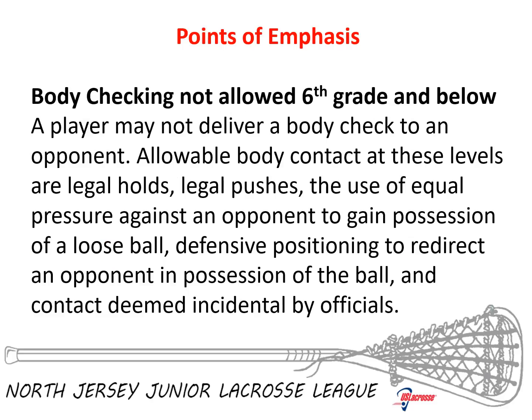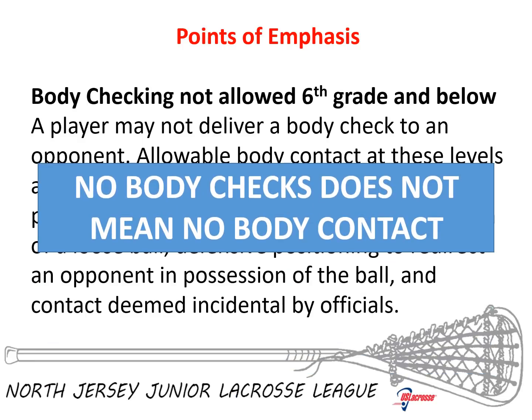Body checking is not allowed 6th grade and below. A player may not deliver a body check to an opponent. Allowable body contact at these levels are legal holds, legal pushes, the use of equal pressure against an opponent to gain possession of a loose ball, defensive positioning to redirect an opponent in possession of the ball, and contact deemed incidental by officials. So, here's what that means.